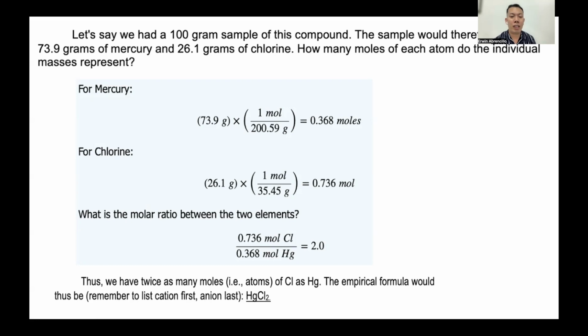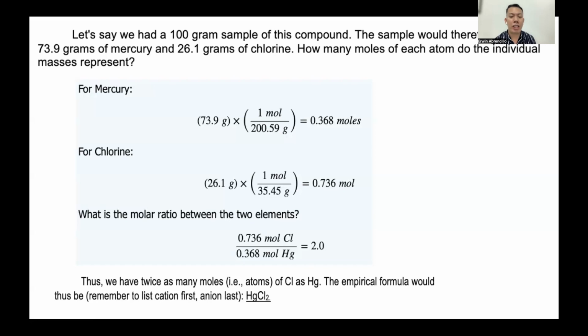For chlorine, same step. The given mass is 26.1 grams, which you divide by the 35.45 grams molar mass of chlorine. At the end of it, you'll get 0.736 mole. And if you are going to get the molar ratio of the two, 0.736 mole of Cl divided by 0.368 mole of mercury is equal to 2.0. So with that, we know that we have twice as many moles of Cl as Hg.